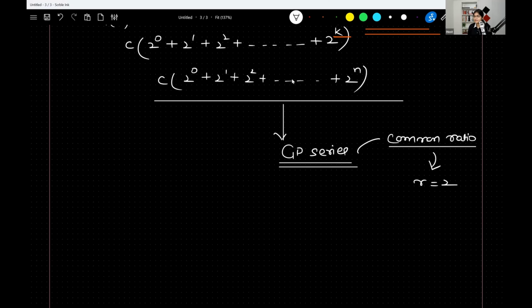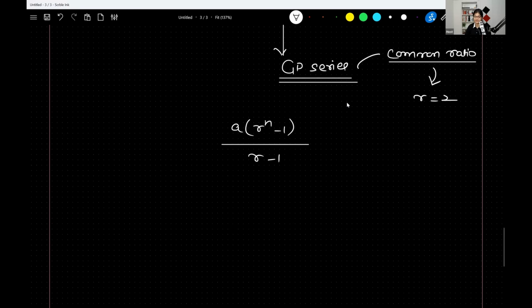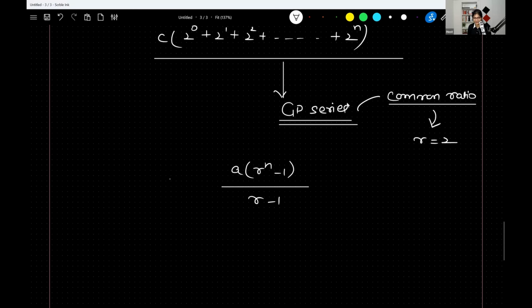The sum of a GP series is A into R to the power of n minus 1, divided by R minus 1, where R is greater than 1. When R is less than 1, it will be the opposite: 1 minus R power n divided by 1 minus R. If you want, you can check these formulas. But this is the thing that we have.